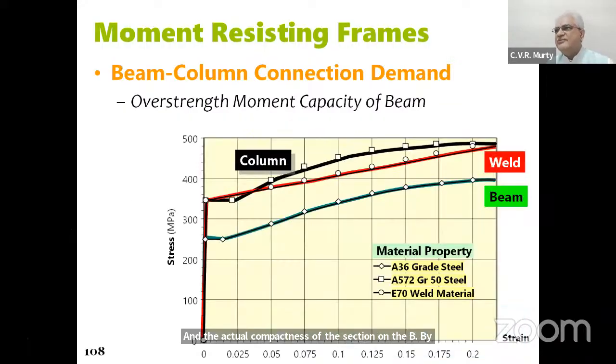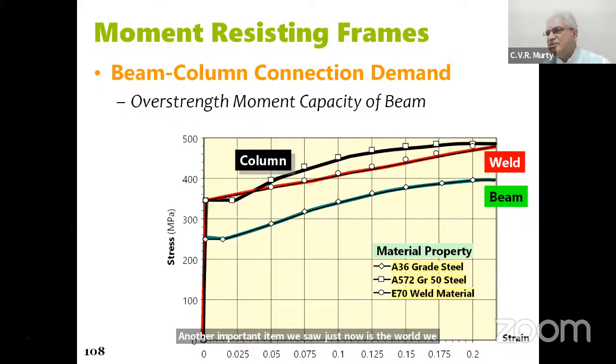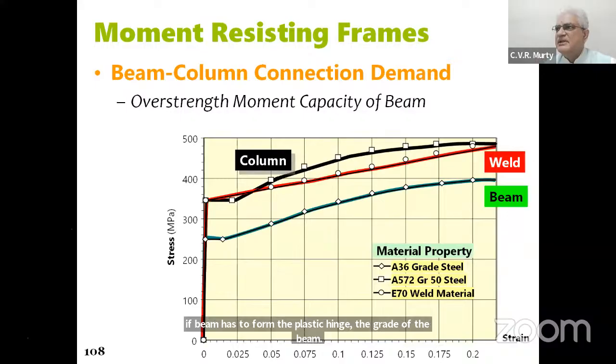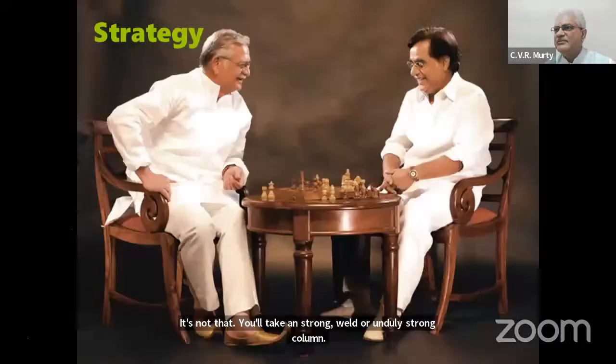Another important item we saw just now is the weld. We were taking weld for granted. And if the beam has to form the plastic hinge, the grade of the beam steel material should be lesser than that of the weld. Also, the weld and the column should be about the same. There should be some amount of matching that should happen. It's not that you'll take an unduly strong weld or unduly strong column. That's not again desirable, and they have seen unwanted conditions.